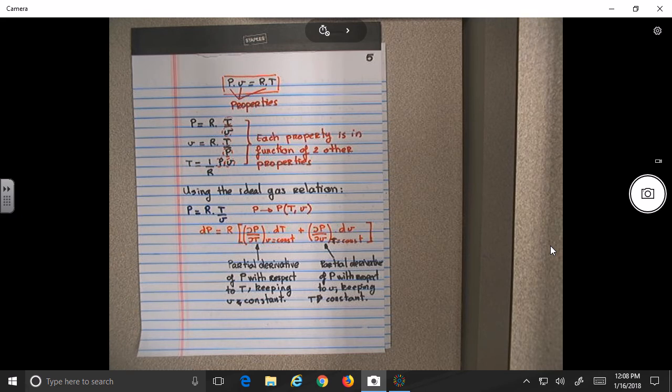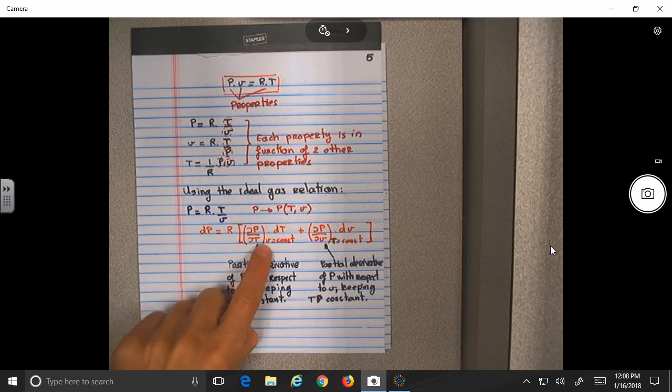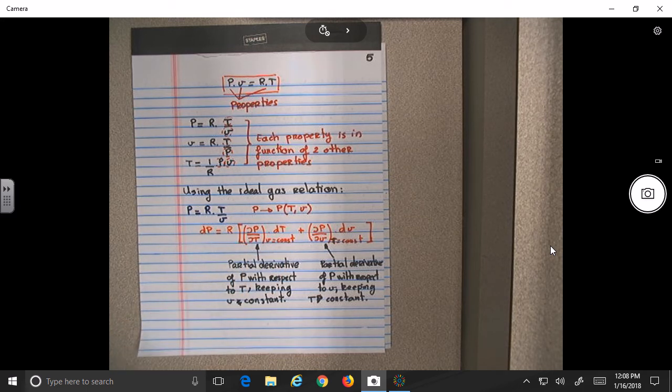Okay, in order to make it a bit shorter, what type of equation is this? It's a partial differential equation, no? So in other words, if we want to know the value of one property as a function of the other two properties for a certain, let's say, constant volume or constant temperature, we'll need to solve the partial differential equation, no? Okay.